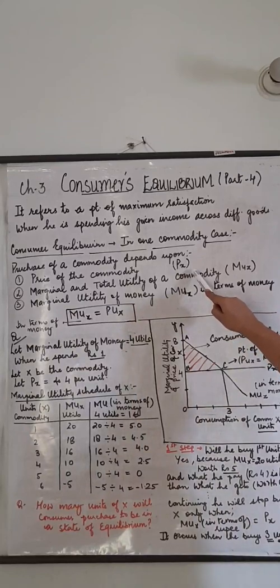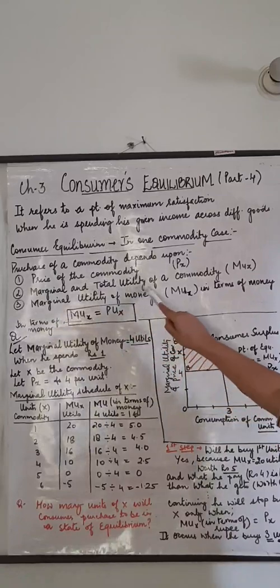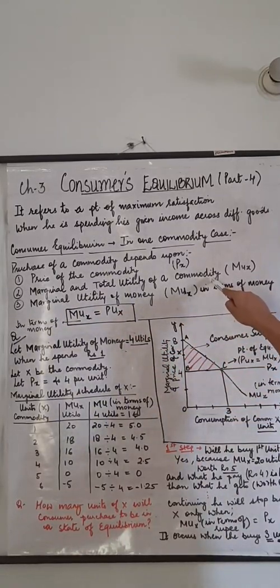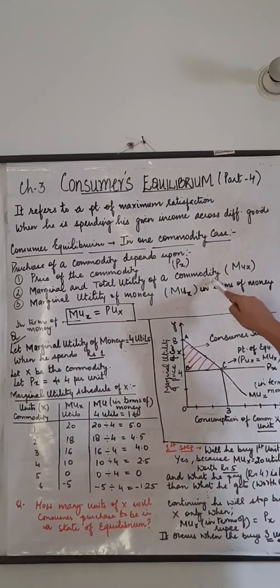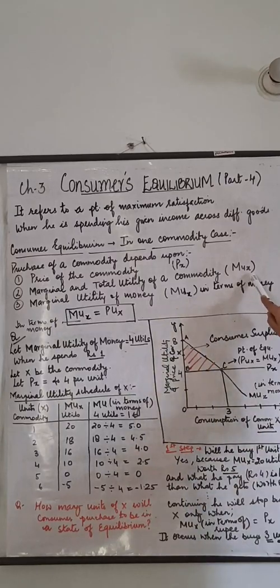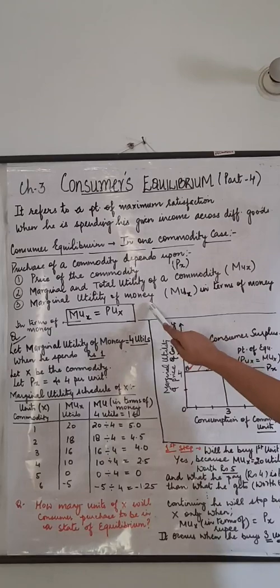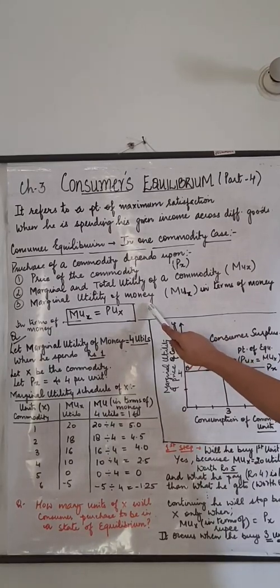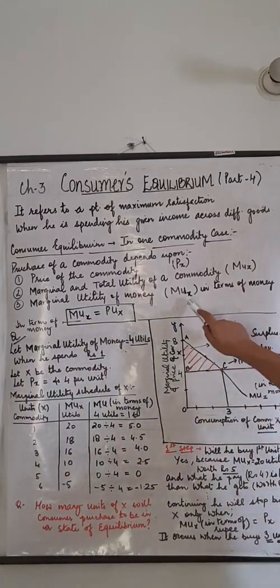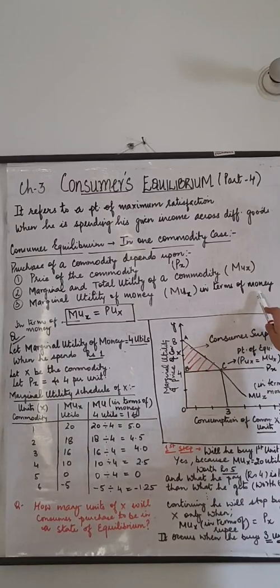We should know the price of the commodity in the market. Then marginal and total utility of the commodity, that with every addition of that commodity our utility will tend to decrease. So it is MUX. And marginal utility of money: what amount of money it is worth, what utility it has in terms of money. It is termed as MUM in terms of money. In some of the books you will find it as MUM also.